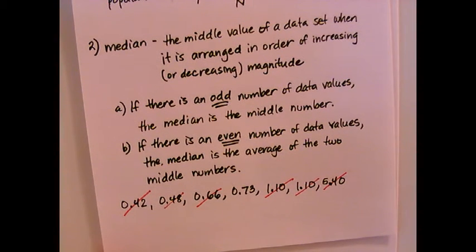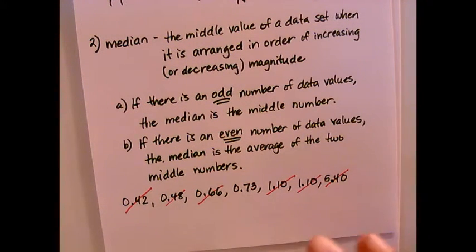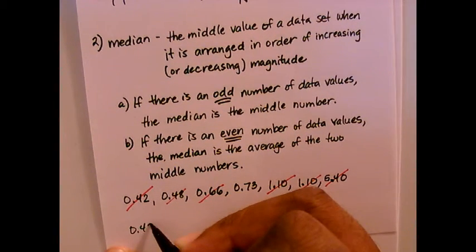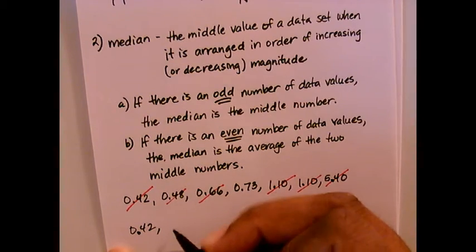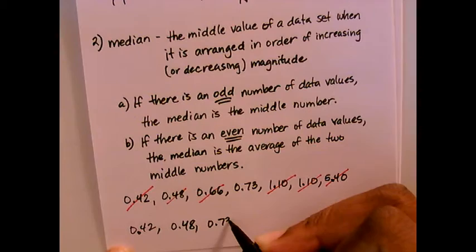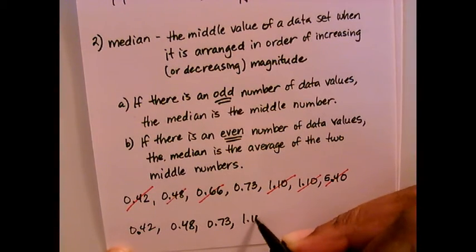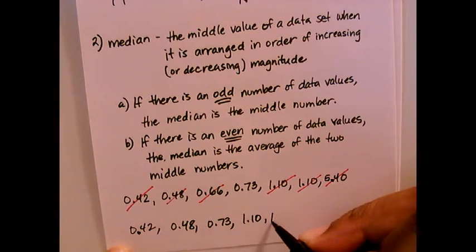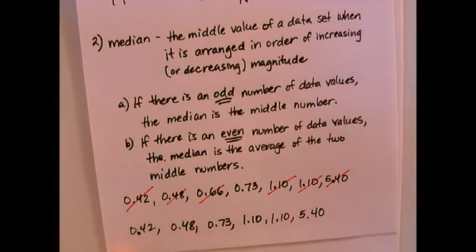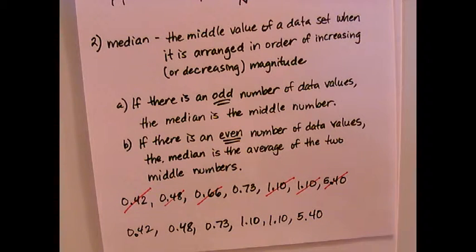Okay, now let's suppose we have something like this. Let's say 0.42. And this is going to be sorted. 0.48, 0.73, 1.10, 1.10 again, and 5.40. And this time we want to find the median of this set of data. Now this time there are 6 data values.